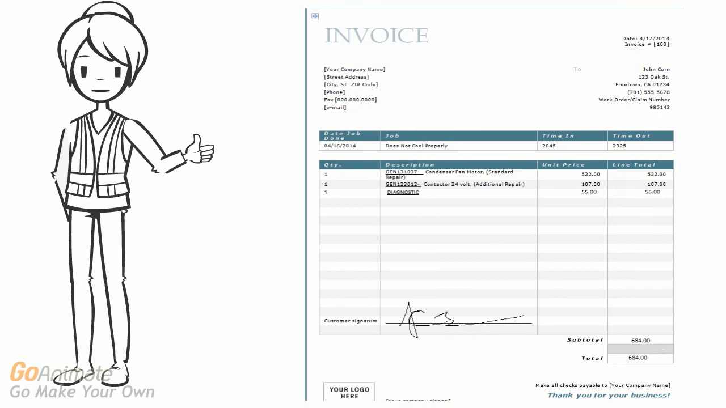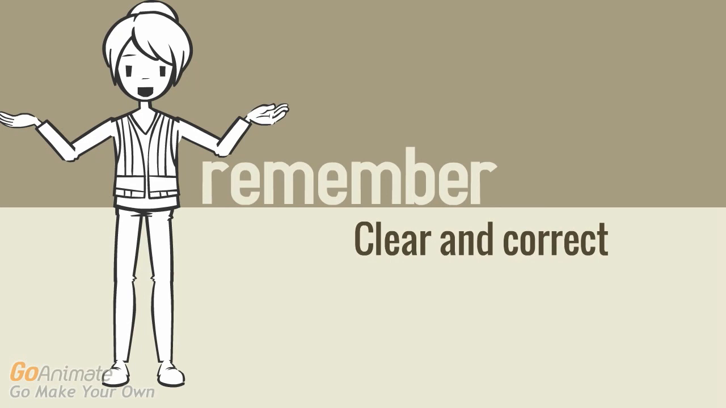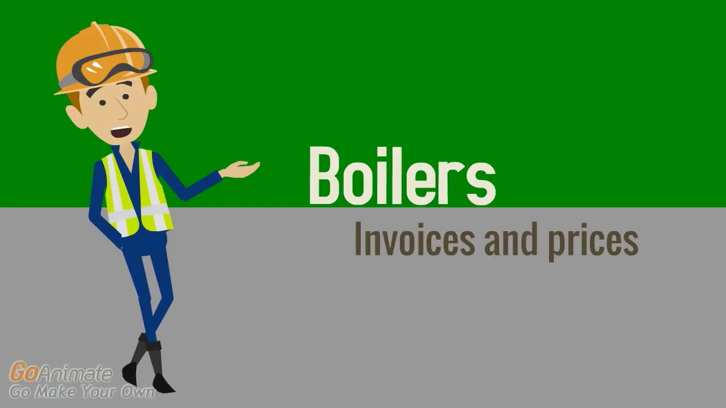Let's take a last look at the full invoice. This invoice is clear, easy to read, shows all information, and gives a full breakdown for costs. Just remember, the more accurate the invoice, the more accurate the pay. Let's do one last breakdown. We will be using a boiler invoice for our final example.